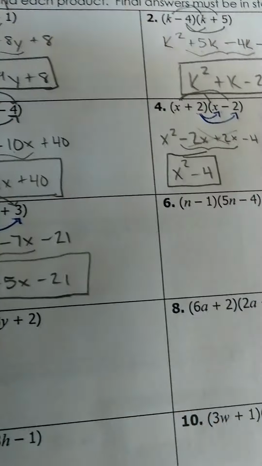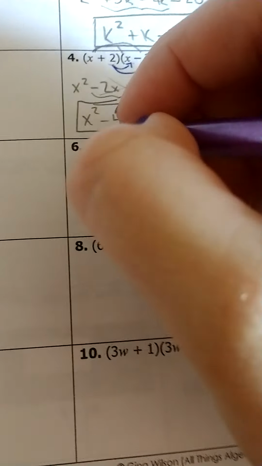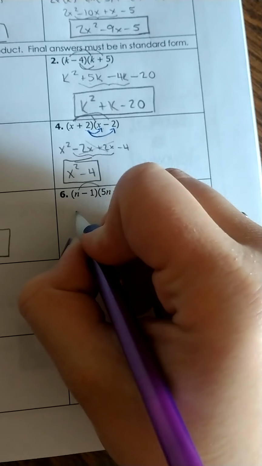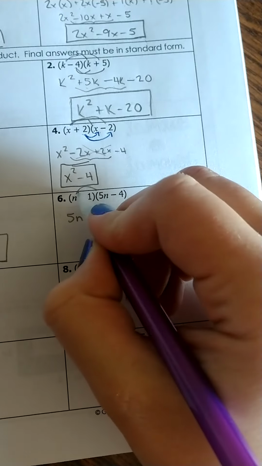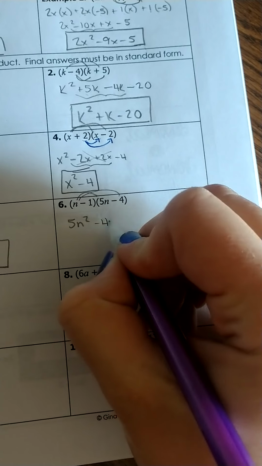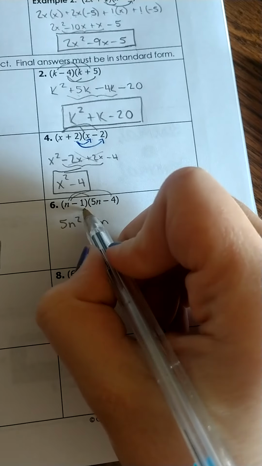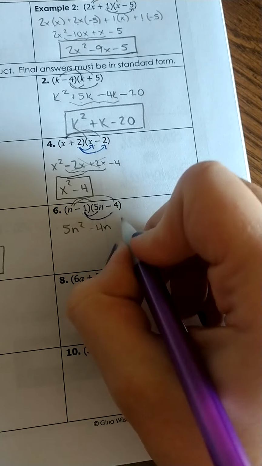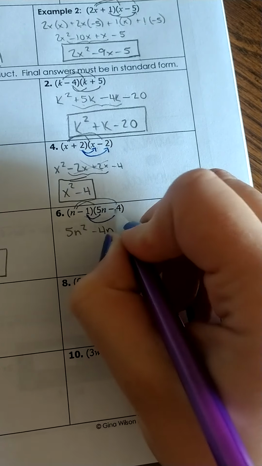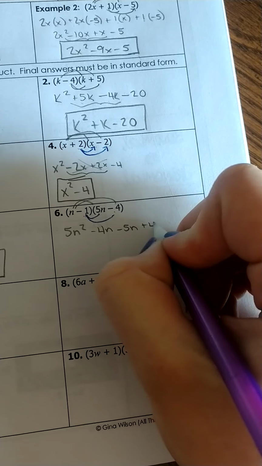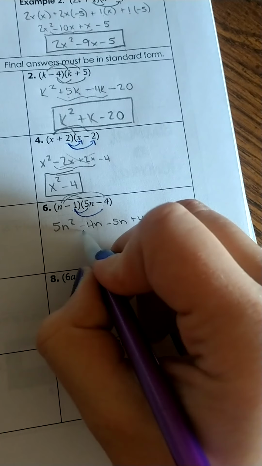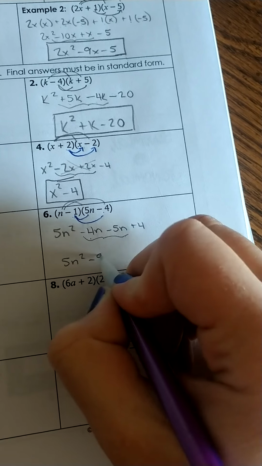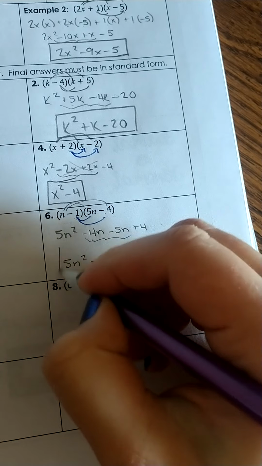All right, number 6. N times 5n is 5n squared. N times a negative 4 is a negative 4n. Negative 1 times 5n and negative 1 times 4. Negative 1 times 5n is a negative 5n. Negative 1 times a negative 4 is a positive 4. My like terms. Negative 4n minus 5n is a negative 9n plus 4.